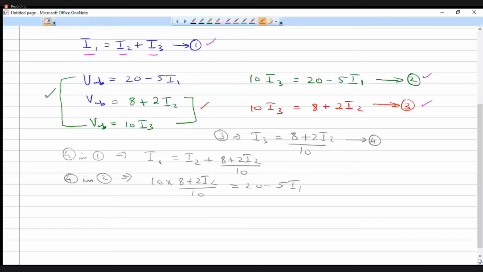I1 equals 2 ampere, I2 equals I3 equals 1 ampere. Yes, sir. I1 equals 2 ampere, I2 equals I3 equals 1 ampere. That's the correct answer. Okay.